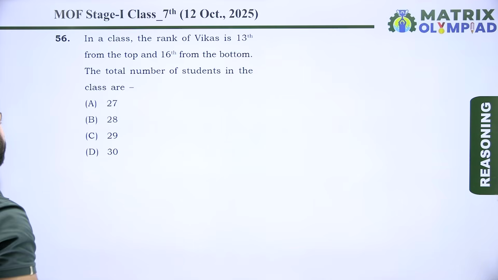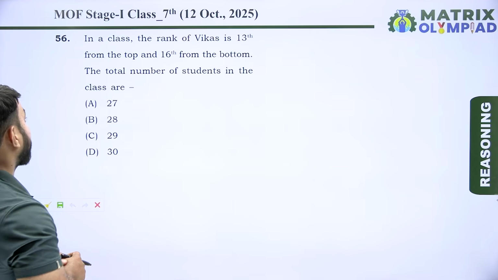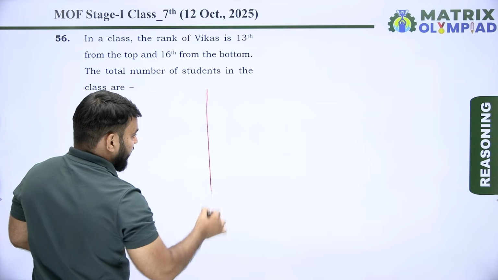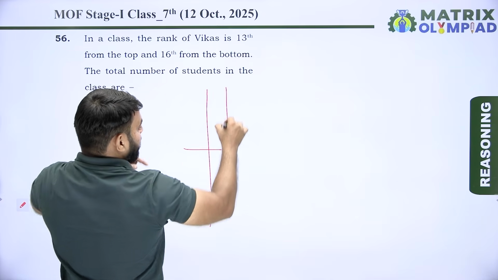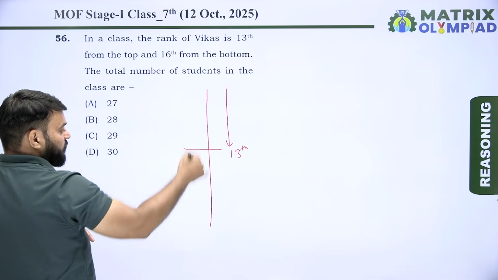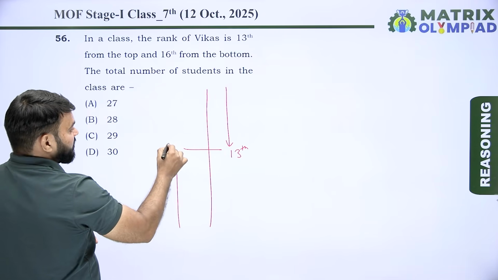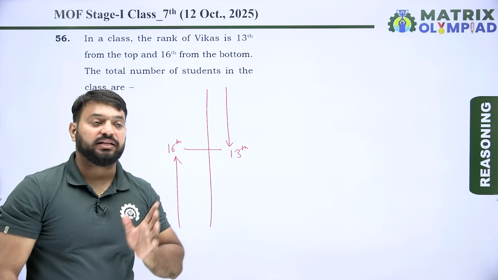Now the next question is question number 56. In a class, the rank of Vikas is 13 from the top and 16 from the bottom. The total number of students in the class is? So in a class, the rank of Vikas from the top is 13 and the rank of Vikas from the bottom is 16. Then find the total number of students in this class.